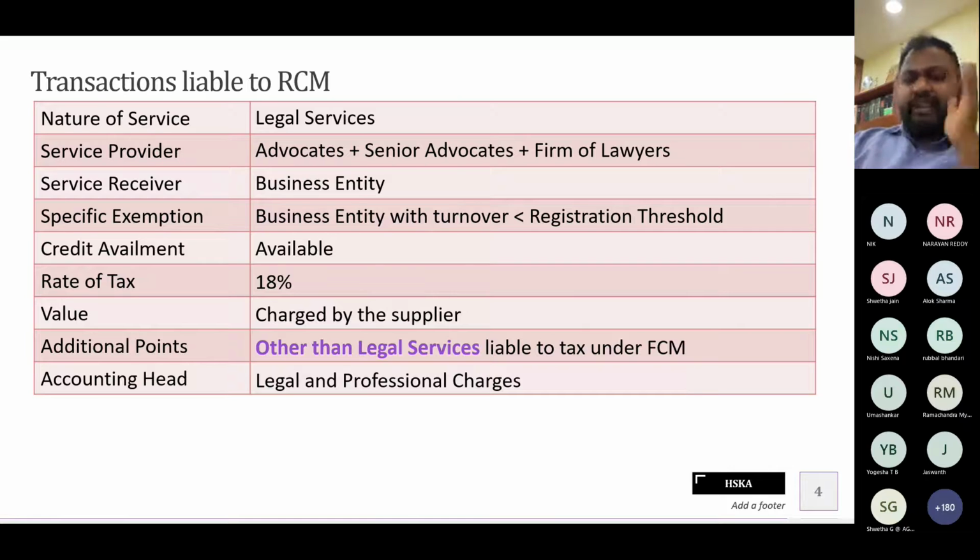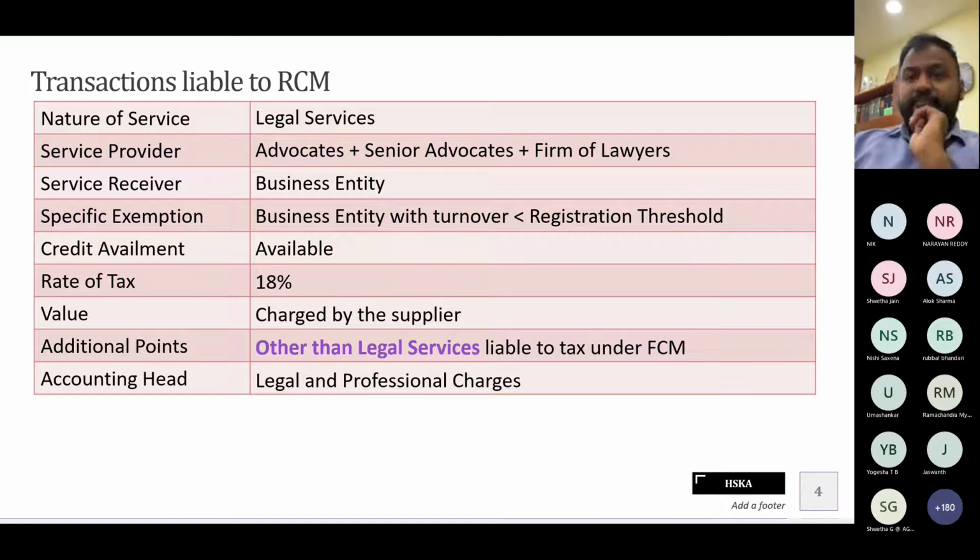Okay. Now, assuming the tax was applicable to you and you have paid that tax, is the credit available? Yes, it is in relation to business, so the credit is available. What is the rate of tax? 18% is the rate of tax which you will have to discharge. What is the value? Whatever the lawyer charges you, including the expenses which he charges you, on that taxes are required to be discharged under reverse charge mechanism.